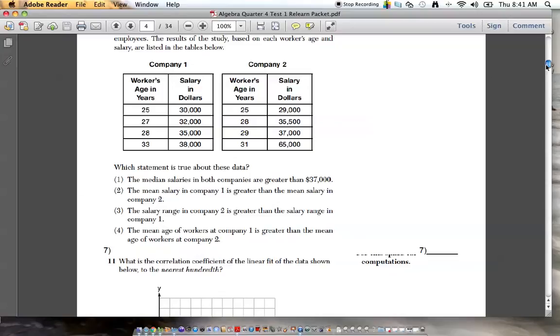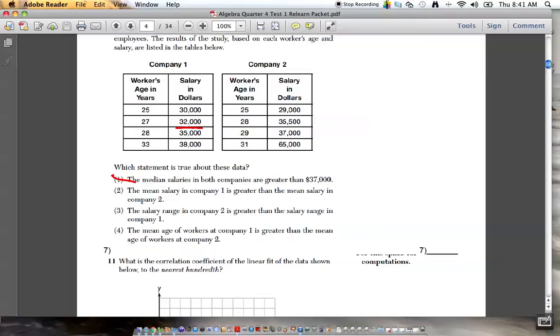Next up, which statement is true about the data? All right, so we have company 1, we have company 2, and we have their salaries listed here. All right, so let's just try each of the choices. Is the median in both companies greater than 37,000? The median is the middle. That's not greater than 37,000, so that's out.